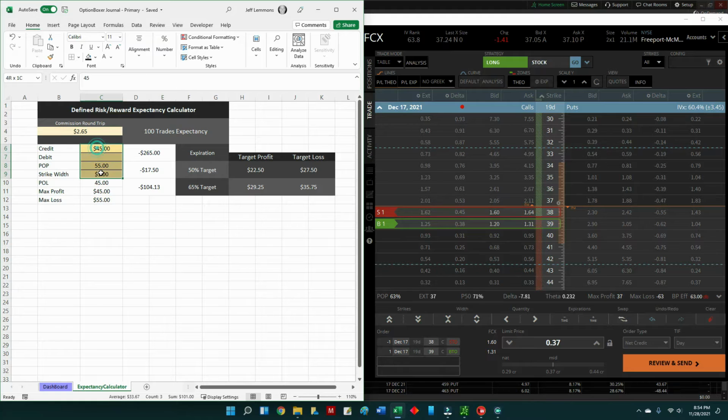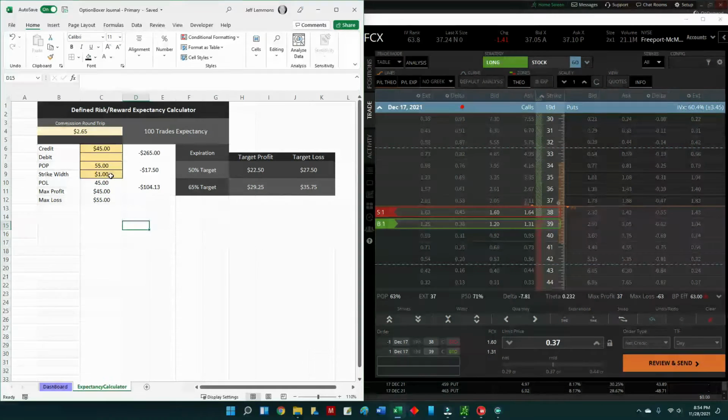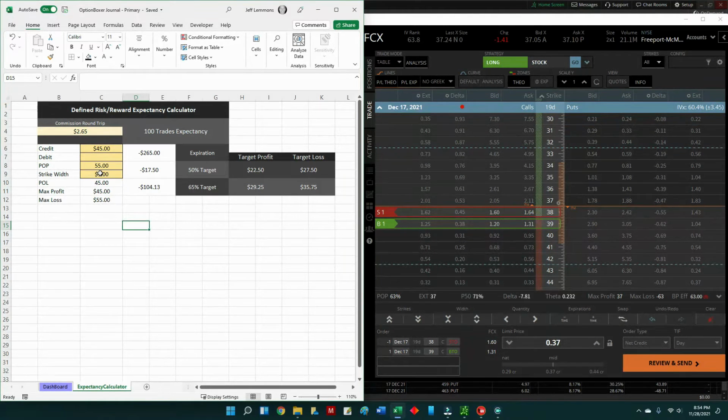And then these four boxes here are the data that you'll need to collect and populate in order for this calculator to work. And we'll look at all four of those momentarily. You've got the credit, the debit, the probability of profit, the strike width, which is $1, $5, $2.50, whatever the market allows for, I think 50 cents even, and the probability of loss, which is POL, and then the max profit and the max loss.